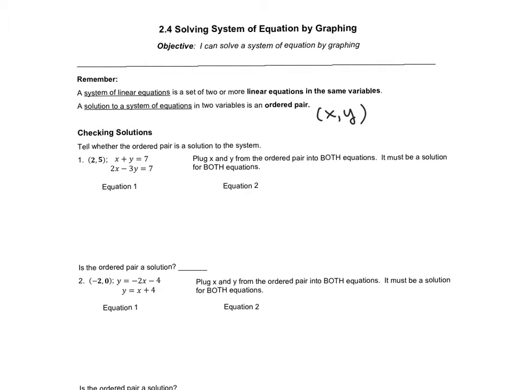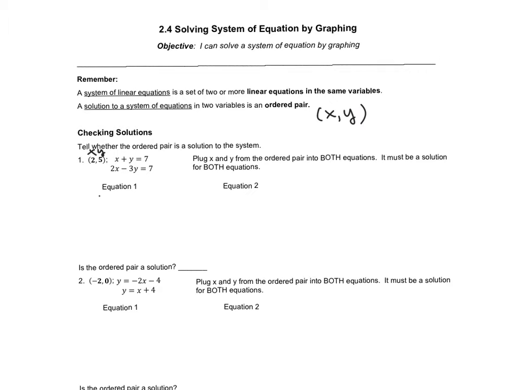equations. So for number 1, is (2, 5) a solution to this system of equations? We are going to plug in x and y into both of the equations to see if it makes these equations true. And if it does not work for one equation, then it is not a solution. It has to work for both.